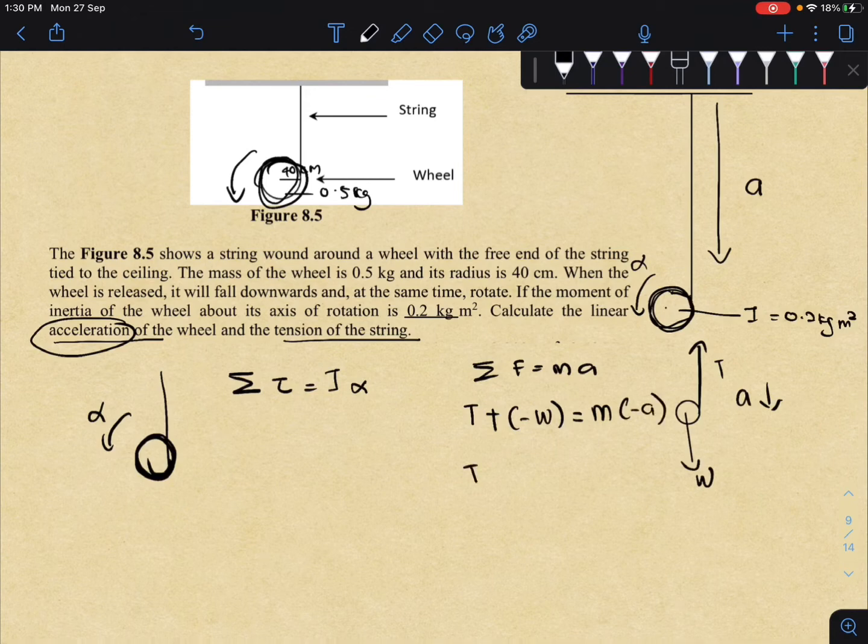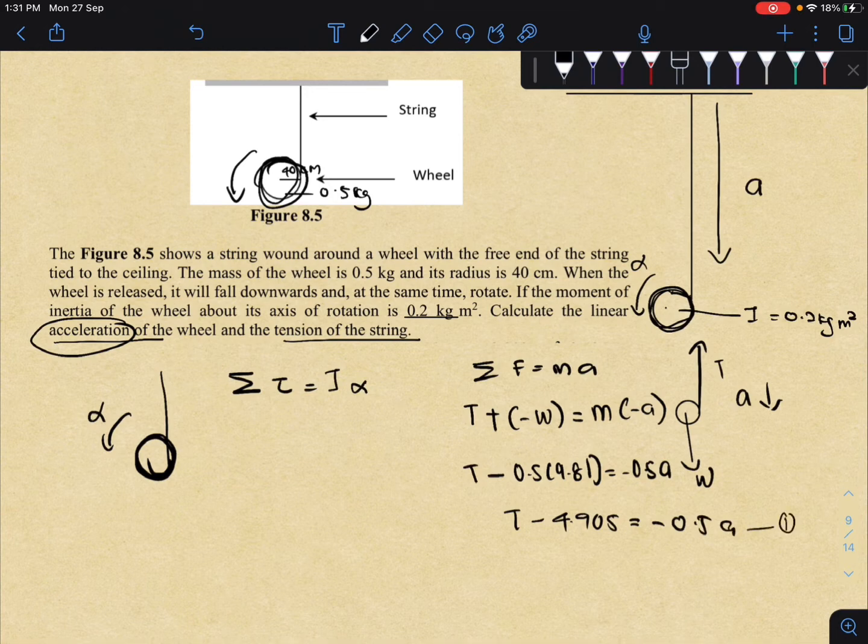Now I'm going to substitute all my known values. T minus W, which is mg, 0.5 multiplied by 9.81, equals negative 0.5 a. As you can see, you have two unknowns here, the tension and the acceleration. Let me quickly press the calculator to find the value of 0.5 times 9.81. I think it's 4.905. T minus 4.905 equals negative 0.5 a. Since we have two unknowns here, we are stuck.